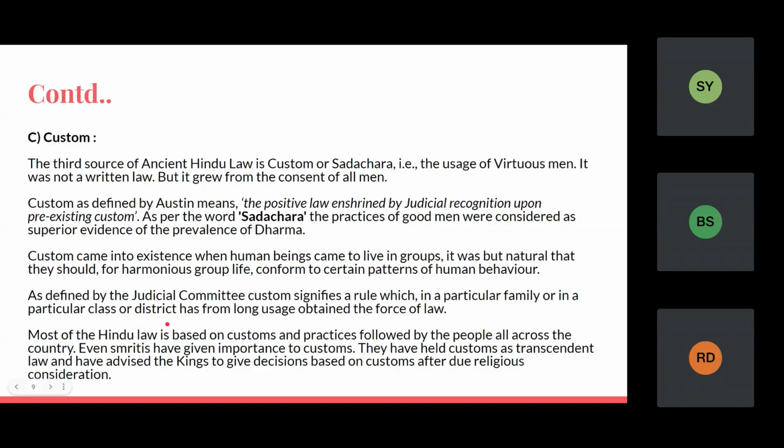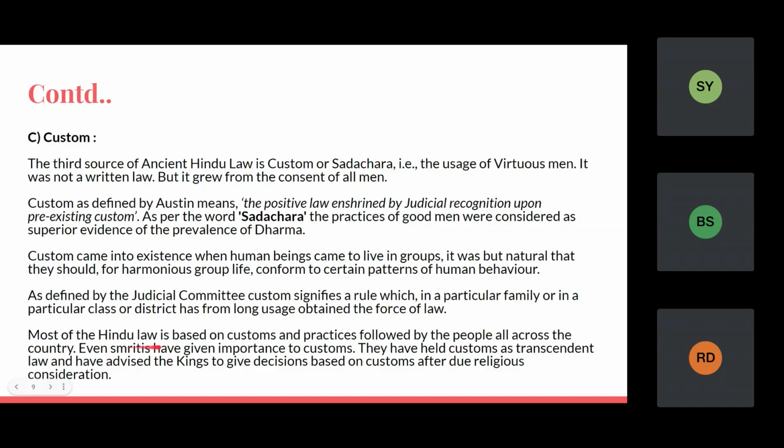So such a custom can take the force of law. It can be called a law because we don't know particularly from when it got started. So such things are valuable in nature. That is why even law recognizes such long usage of any particular thing. Most of the Hindu law is based on customs and practices followed by the people all across the country.